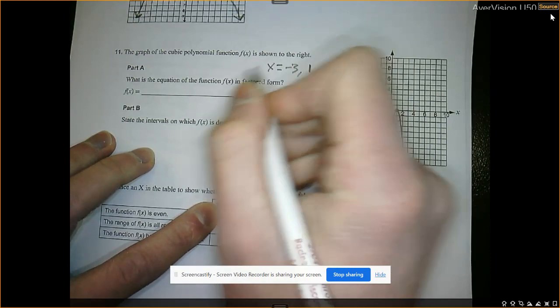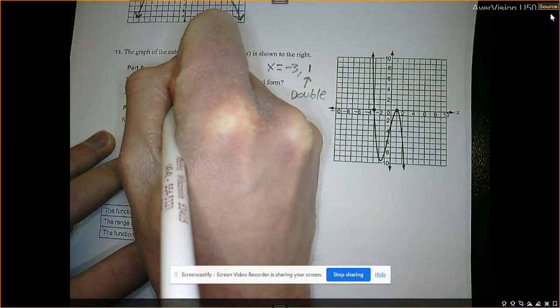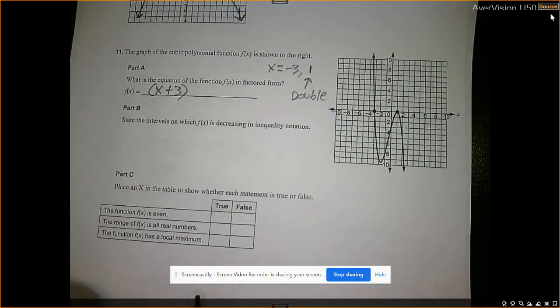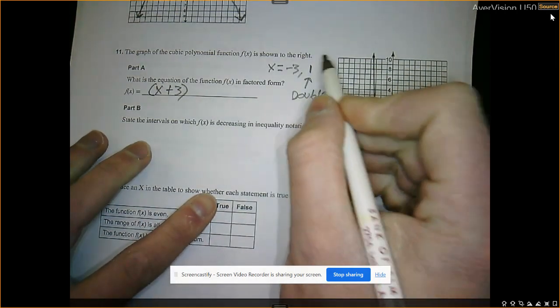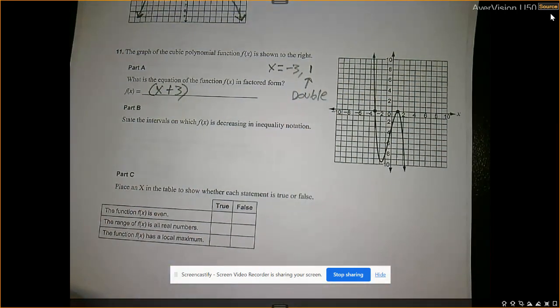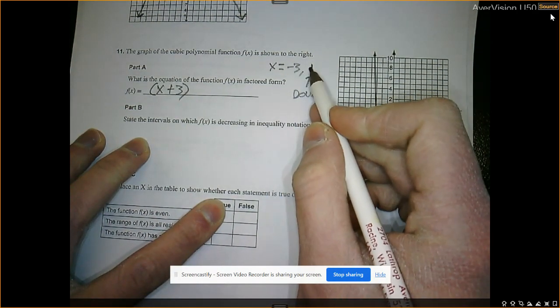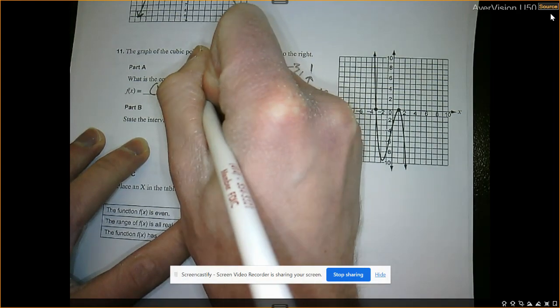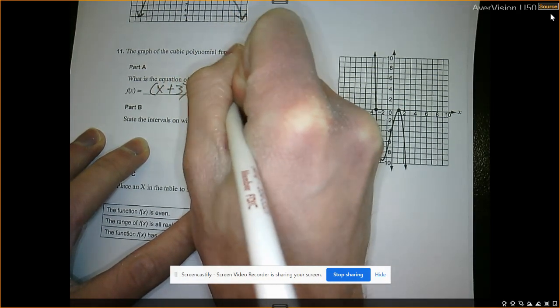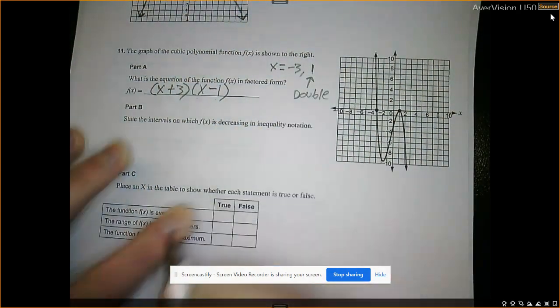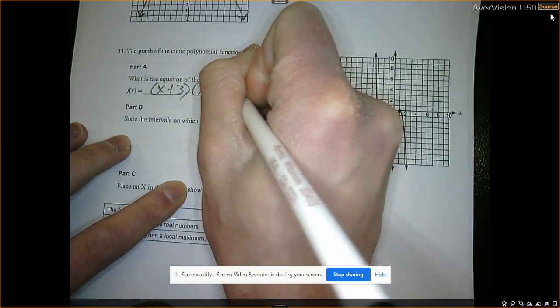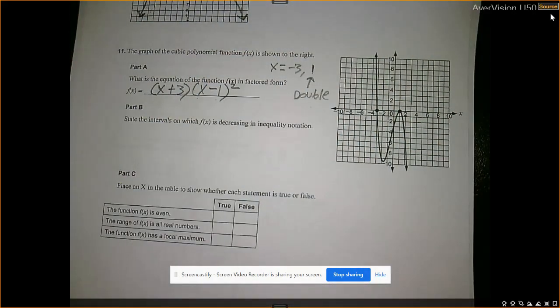Okay, so if negative 3 is a 0, well, then that means I have to have an x plus 3 as part of my factored form. And then I have a 1 out here, but that's a double root. So first off, if I have a root of 1, then I have to have an x minus 1, because 1 minus 1 equals 0. And if it's a double root, then I need an x minus 1 squared.